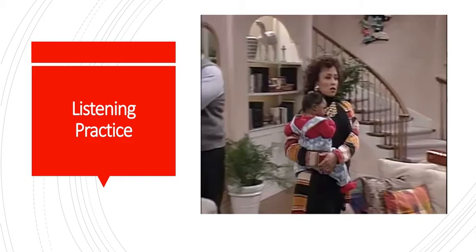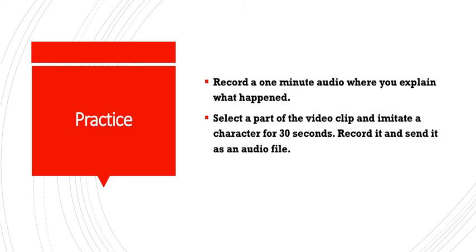And then after that, what are we going to do? We have this video over here. You're going to watch the video, and after we watch the video, we're going to record a 1-minute audio where you explain what happened in the video. What was going on, what was happening over there. And the other part that you're going to do is select a part of the video clip and imitate a character for 30 seconds. Okay, record it and send it as an audio file. So you're going to select whatever character you want, except the lady because she doesn't speak that much. You can choose Mr. Phil, you can choose Will's dad, or you can choose Will. You have those 3 options. Okay, not the lady. So you're going to pick one, and you're going to imitate what they say for 30 seconds.